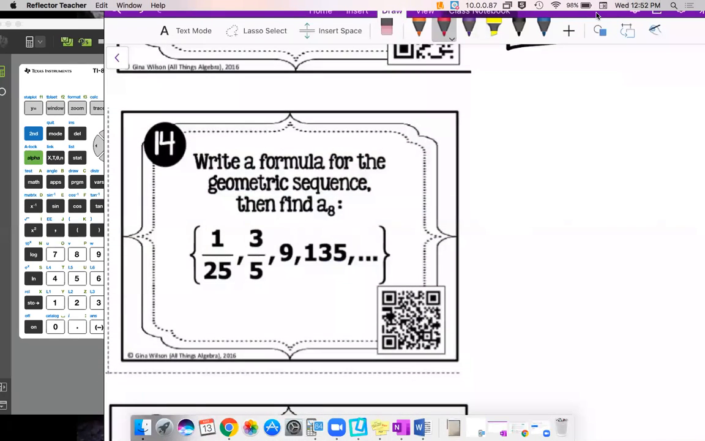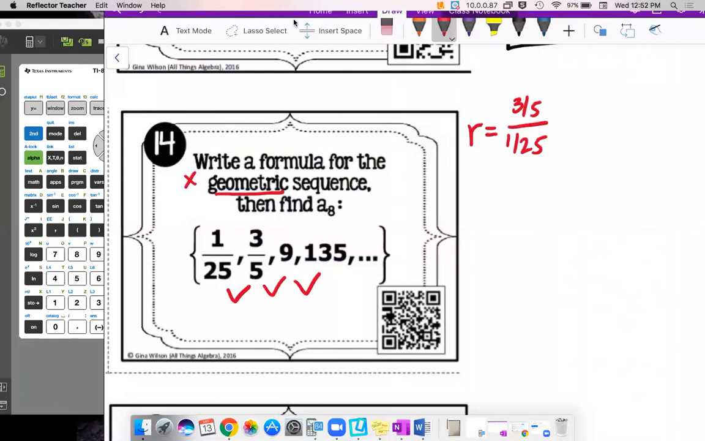Okay, then we have writing geometric sequences. So it says write a formula for the geometric sequence and then find the 8th term. So we need to figure out, it does tell us it's geometric, so it tells us that we're multiplying in between each of these terms. So we need to figure out what I multiply 1/25 by to get it to be 3/5. Now, if you can reason through that, that's great. Here's an easy way to find your common ratio, is you take the later one. So I'm gonna take my 3/5, which is my later term, and I'm gonna divide it by my 1/25.